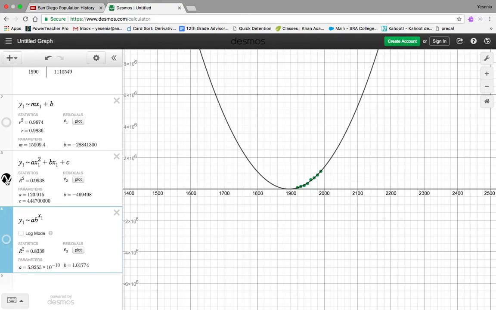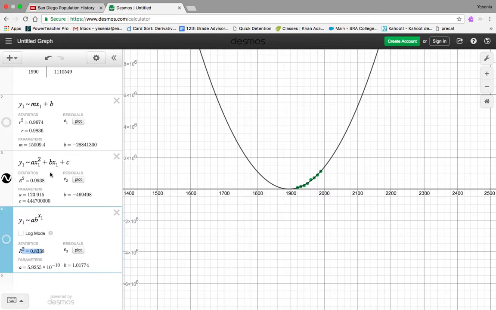Okay, but in this artifact, you're not going to choose your best model by visually seeing where the dots line up. What you're going to do is look at these r squared numbers. These r squareds are called coefficients of determination. Usually, the closer that this number is to the value of 1, the better your model is. So which one has an r squared, coefficient of determination, closest to 1? This is 0.96, around there, or 0.97. This one's 0.99, and this one's 0.8338.